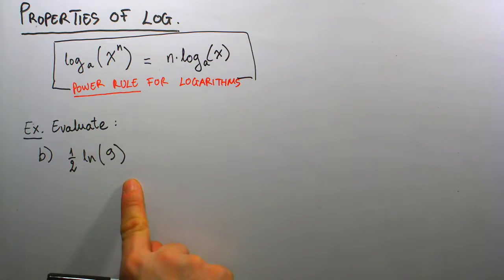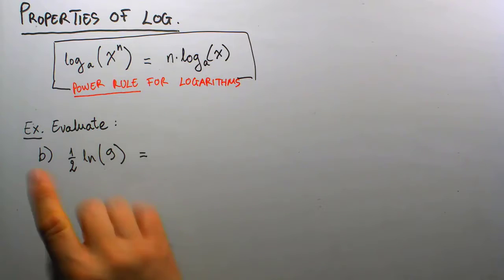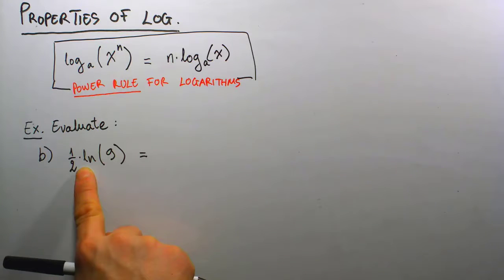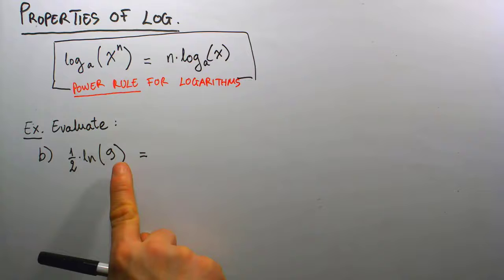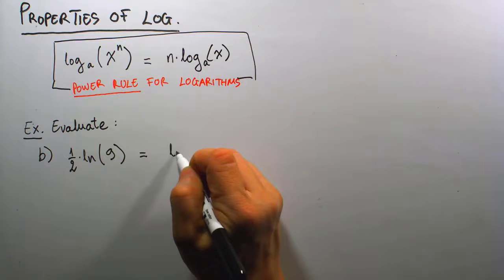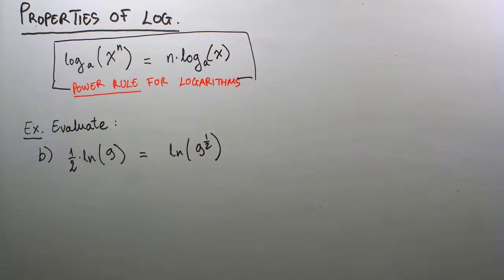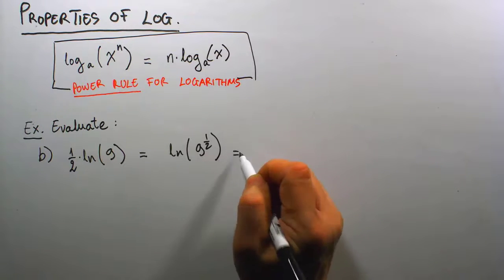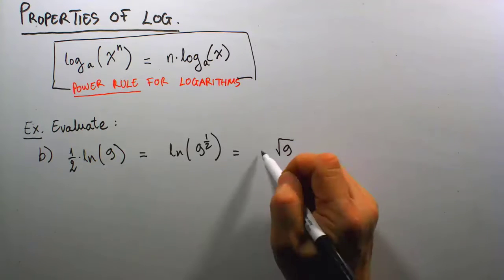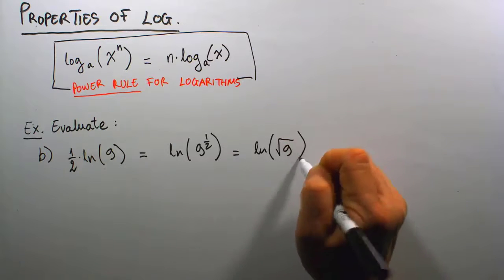So before rushing into a calculator, a more effective way would be bringing this 1/2 combined together with the logarithm as a product. Bring that 1/2 inside the logarithm and make it 9 to the 1/2 power. And now in the next step, we can easily recognize that 9 to the 1/2 power is the same as square root of 9. So the problem from the beginning is the same as natural log of square root of 9.